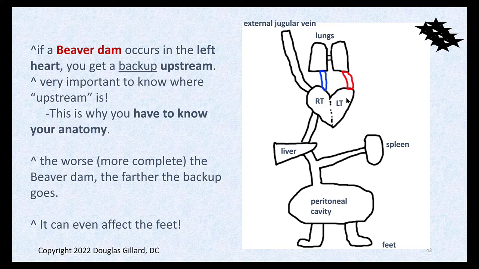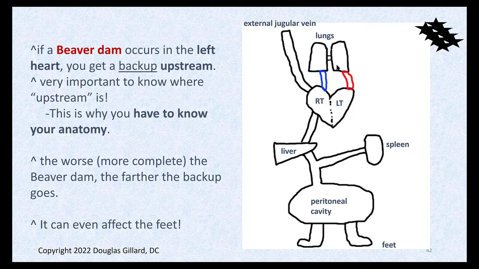Anything that decreases the ability of the heart to take blood in and get blood out is going to act like a beaver dam or a traffic crash. You're going to get blood backing up first into the lungs. What's going to happen to the pressure in the lungs if blood starts to back up? Up or down? Definitely up. So you're going to get pulmonary hypertension.